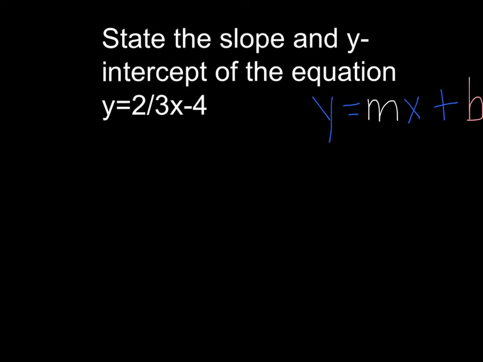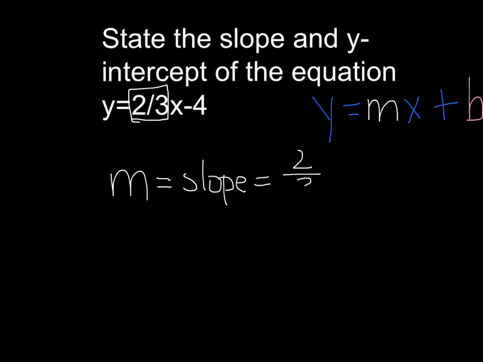So now we need to look at our equation that's written here: y equals 2/3 x minus 4. M is being multiplied by the x, so we need to look at the number that's being multiplied by the x. In this case, it's 2/3. So that means m, or the slope of the line, is 2/3.